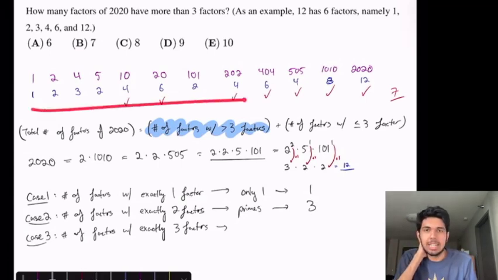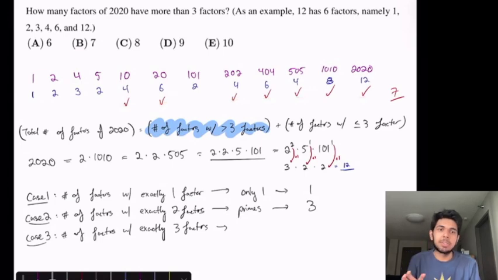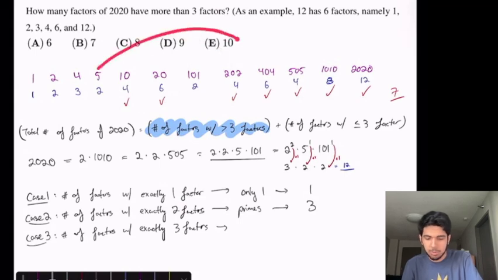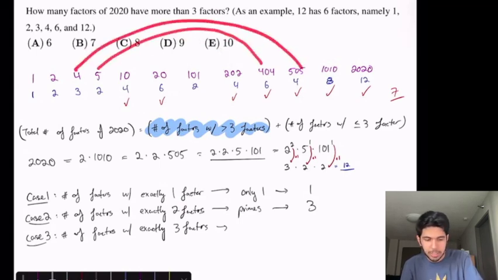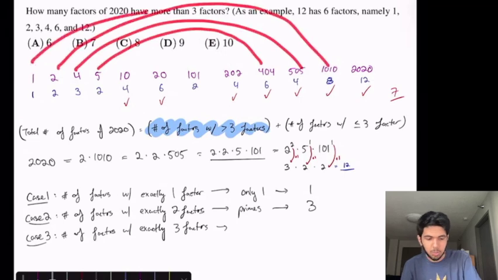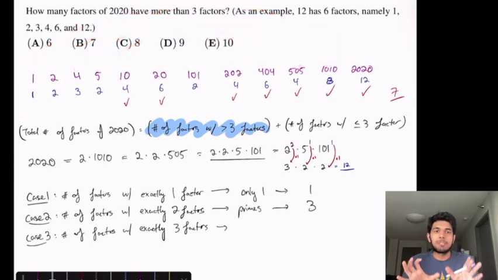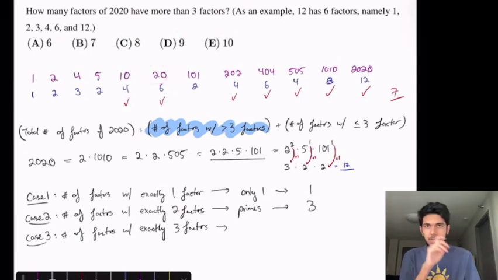Up here, when we listed out the factors of 2020, we've listed out pairs of factors in a sense. 20 is paired with 101 because their product forms 2020. 10 is paired with 202 because their product forms 2020. 5 with 404, 4 with 505, 2 with 1010, 1 with 2020. So we're forming these pairs, so we would expect there to be an even number of factors because for each one factor there's an associated other one.